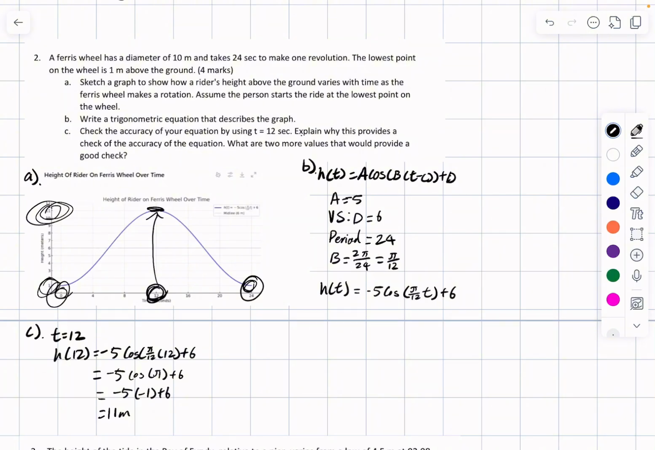And why this provides a good check of the accuracy is because when looking at the graph, we know that when the time is at 12 seconds, it reaches its maximum, which is 11 meters. So if I plug in 12, it would give me 11. What are two more values that would provide a good check? Another two values could be 0 and 24 because that is where it reaches the minimum, which is 1 meter. So when I plug in time equals 0 or time equals 24, it would give me 1 meter.